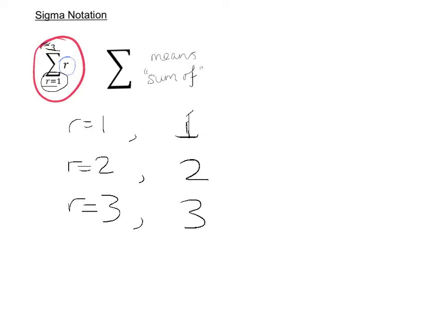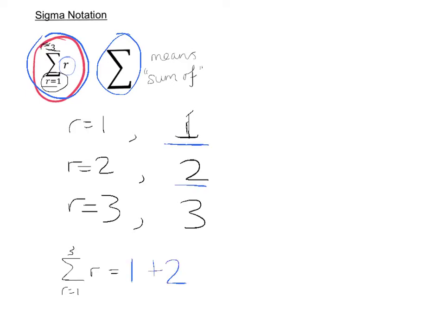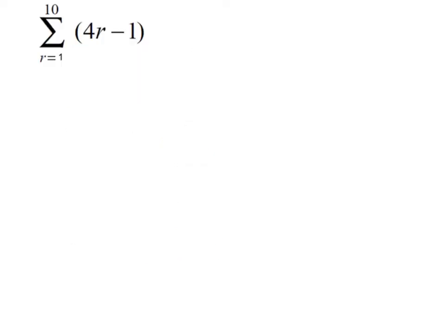So this is the simplest possible thing to add up. The sigma symbol is telling us to add all these things together. So the answer to this question is just when r equals 1, 1, plus when r equals 2, plus 2, plus when r equals 3, plus 3. So 1 plus 2 plus 3 is 6.